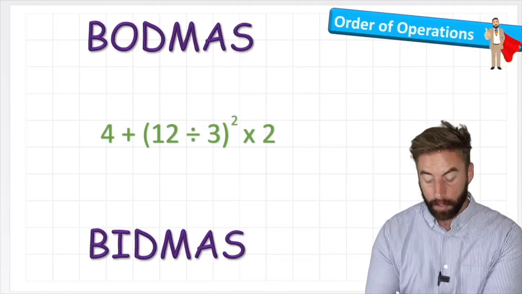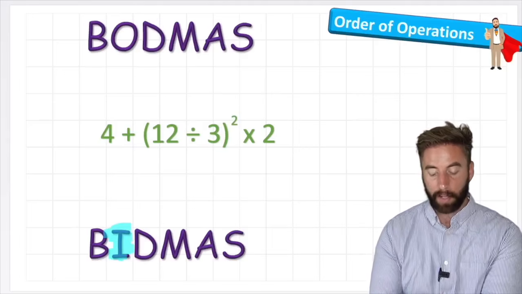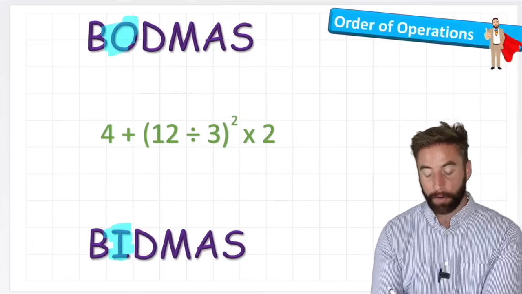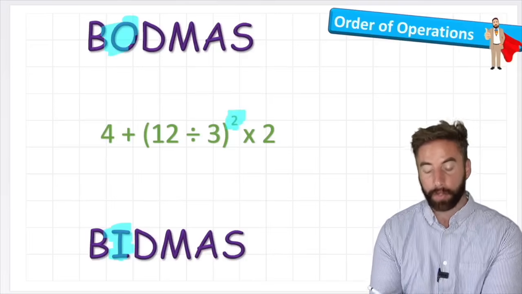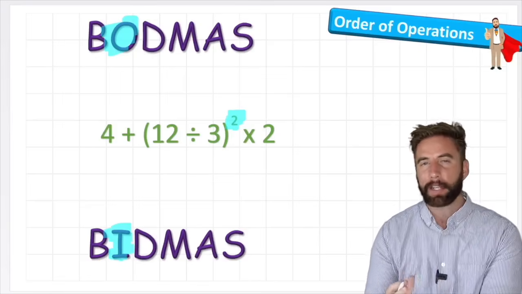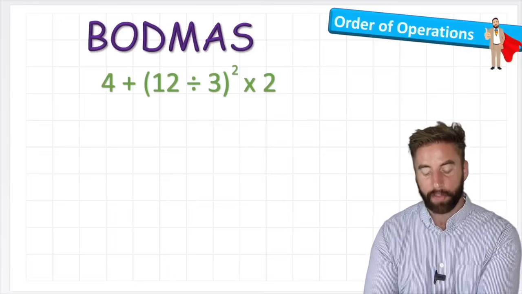Now, in some instances, you might see BIDMAS down here, where the I and the O are different. And in BIDMAS, it just means index. Same principle, it still means this power of 2 here, but it's just taught differently in different places. So BODMAS, BIDMAS, exactly the same thing. Okay, so let's follow our order of operations and try and solve this question then.